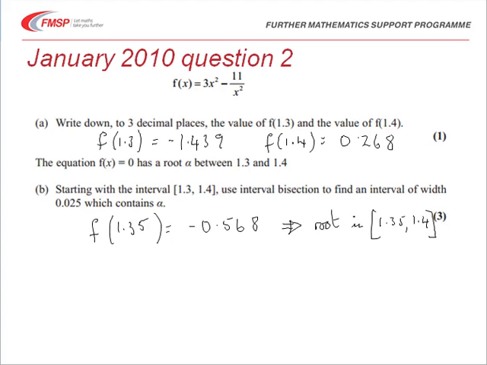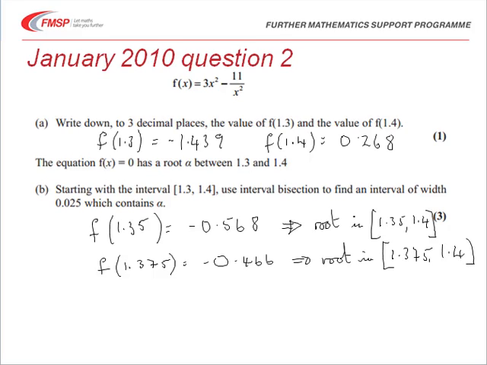So taking the midpoint of that interval at 1.375 and calculating again, we find that again this is a negative value, negative 0.466. So therefore the root is in the interval between 1.375 and 1.4. So we've achieved the aim of getting an interval of size 0.025.